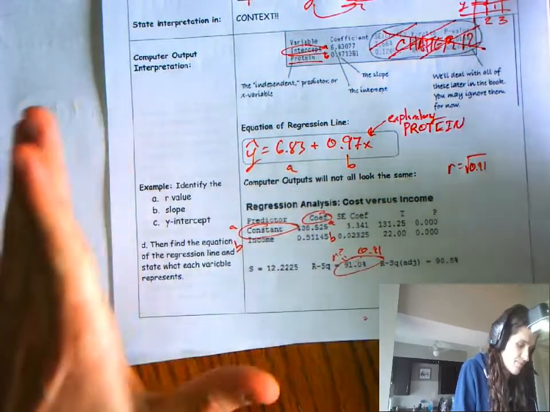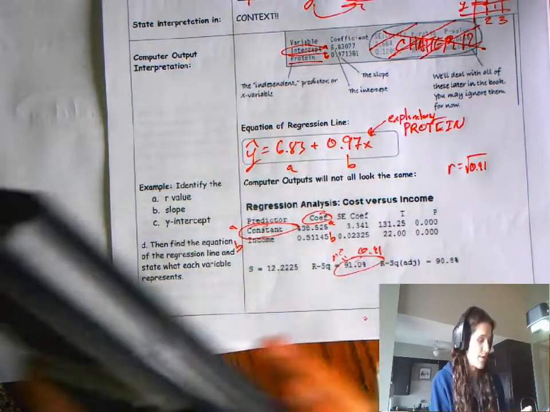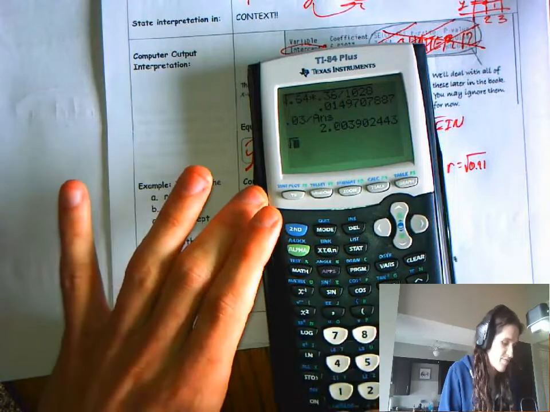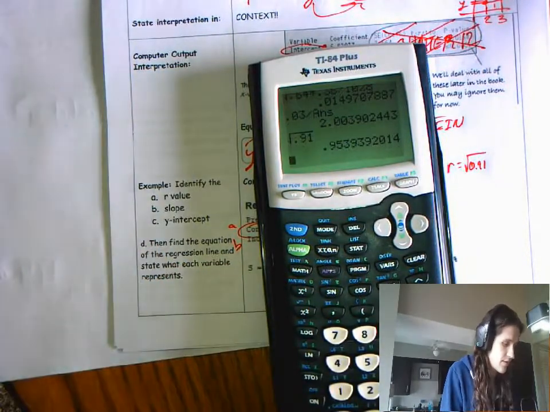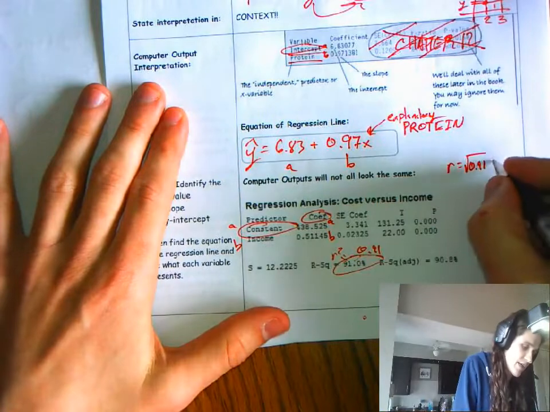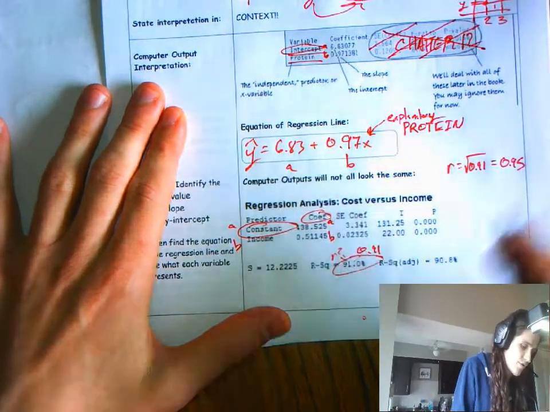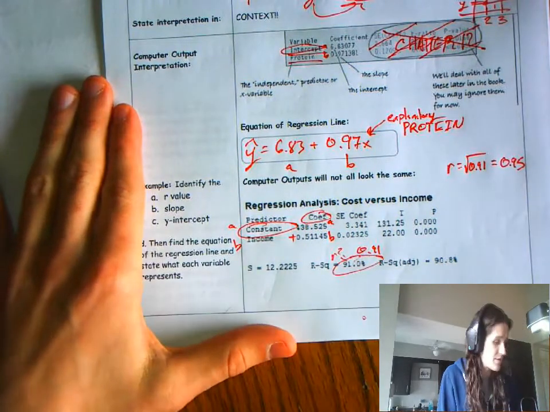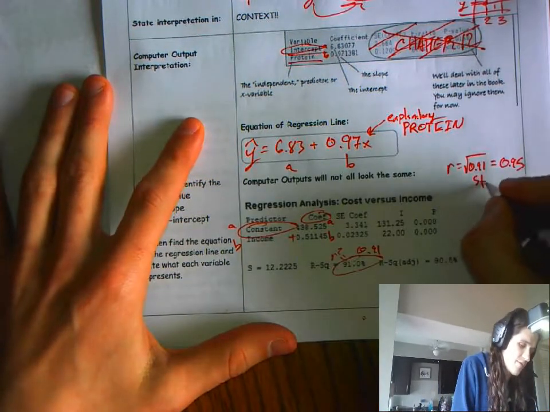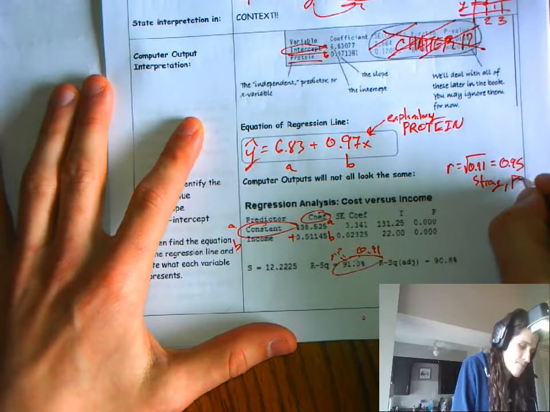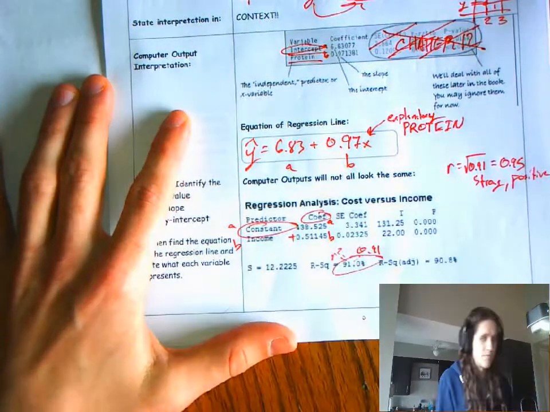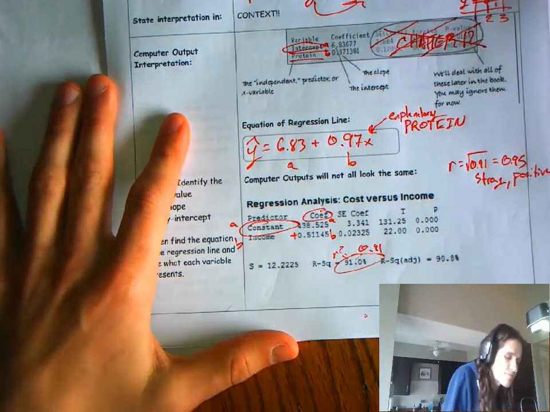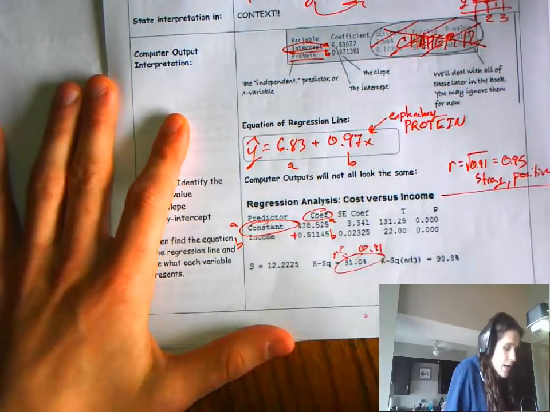I don't know what that is. It's bigger than 0.91. Let's look. Square root of 0.91 is 0.95. Great. There's a strong positive relationship. How do I know it's positive? Because the slope is positive. Strong and positive. Hope it's linear, but I don't actually know. We would have to make that assumption.